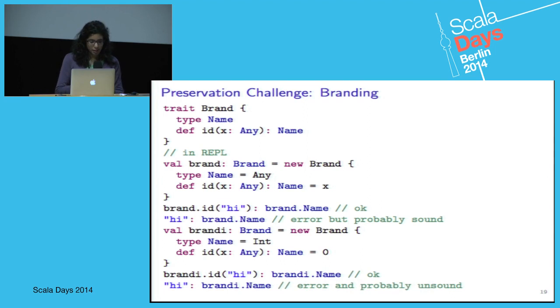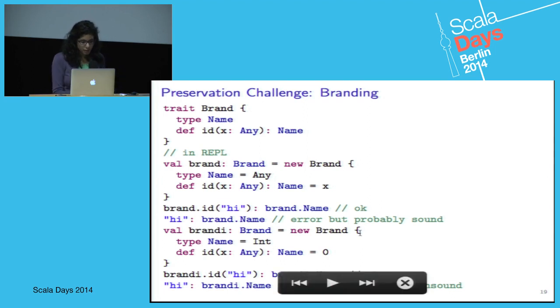So that's a pretty tricky situation, because it means that if we were showing all the steps in the proof, we would go from this brand.id, which takes hi, to hi, and then we would have to say, well, the type is the same, but at the top level, hi is not a brand name.